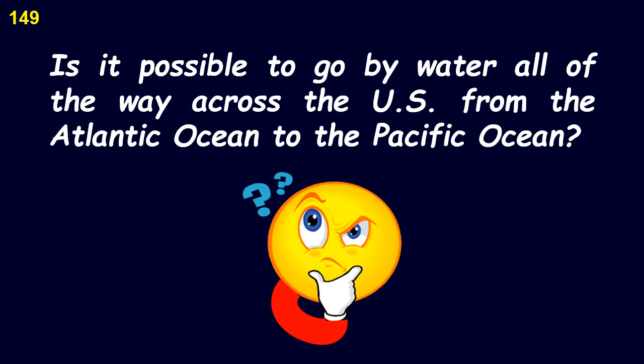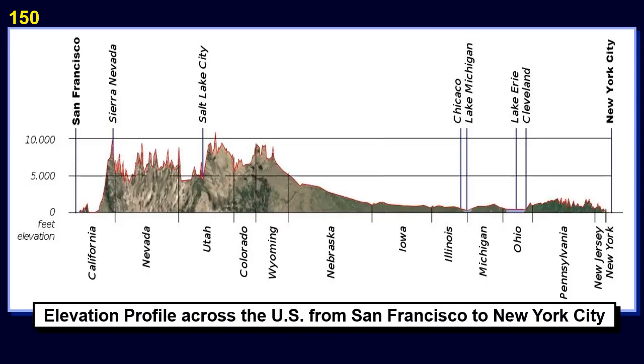Is it possible to go by water all of the way across the U.S. from the Atlantic Ocean to the Pacific Ocean? This is the elevation profile across the U.S. from San Francisco to New York City. It looks impossible to go across by water.